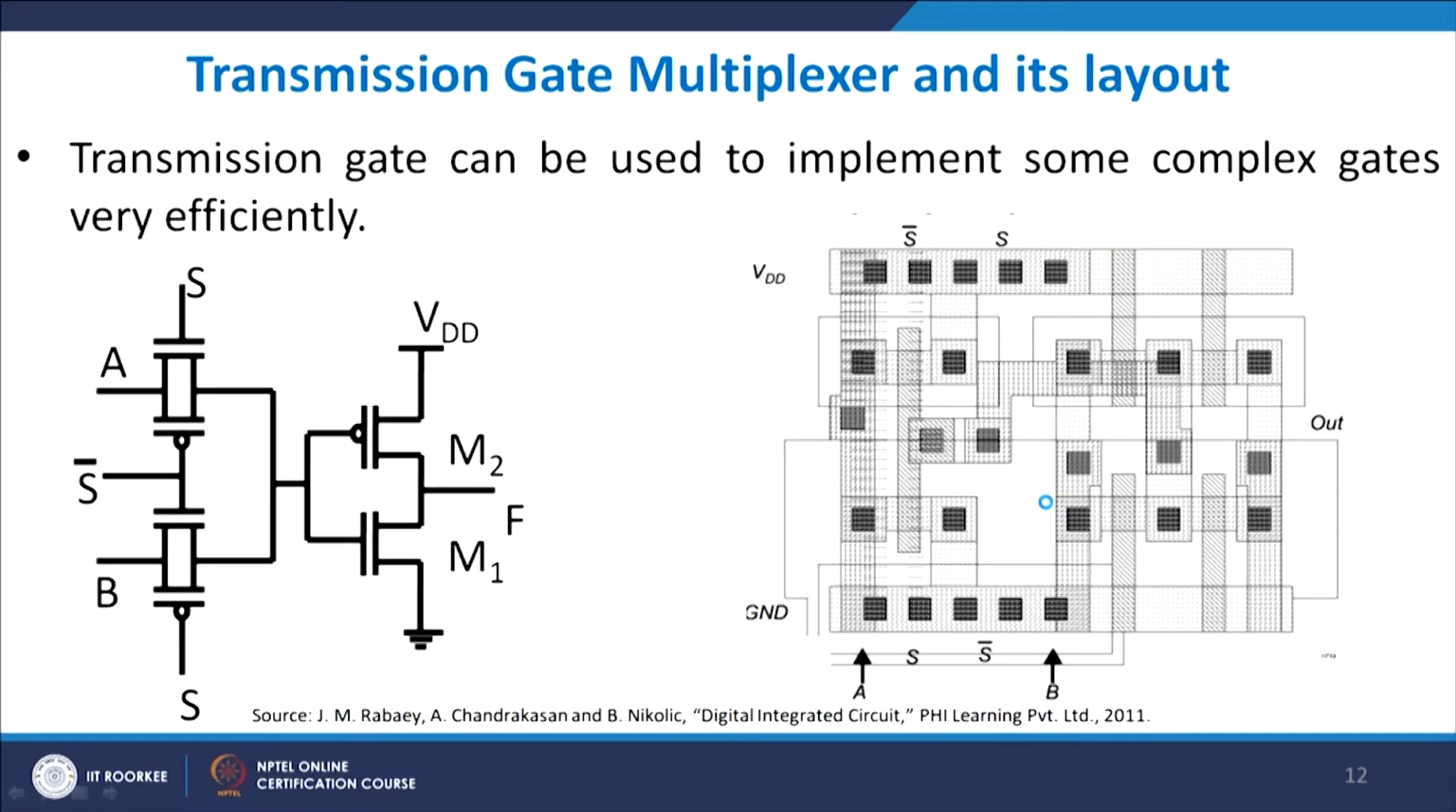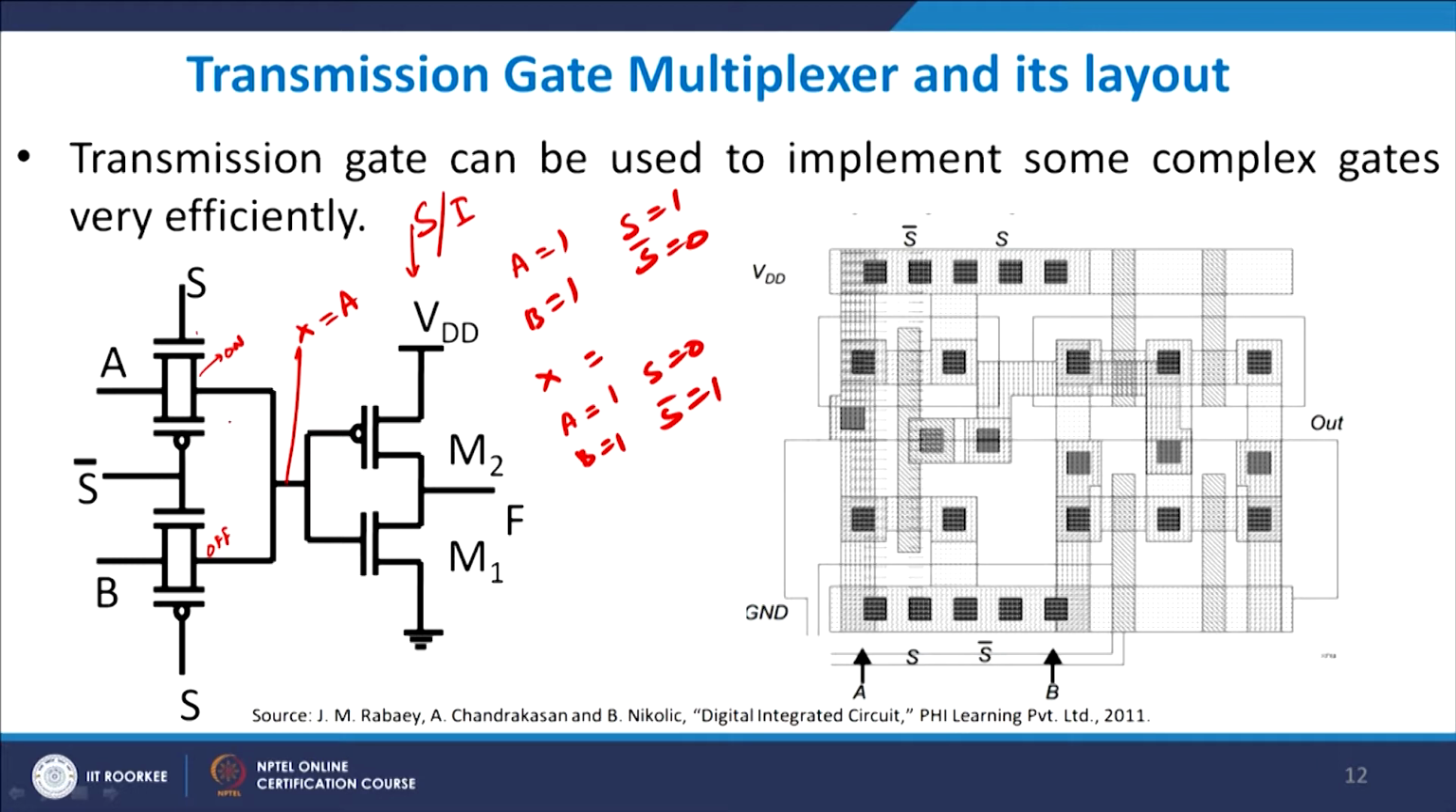I'll show you how I can implement a logic gate with this, and let's see how it works out. This part is basically a static inverter. Let us suppose A equals 1 and B equals 1, and S equals 1, then S bar equals 0. When S equals 1 and S bar equals 0, this is on and this is off. If this is on, then A will appear at X. Similarly, if A equals 1 and B equals 1 and S equals 0 and S bar equals 1, what will happen? S equals 0 and S bar equals 1 means the other transistor will be on, so B is on and X will be equal to B.